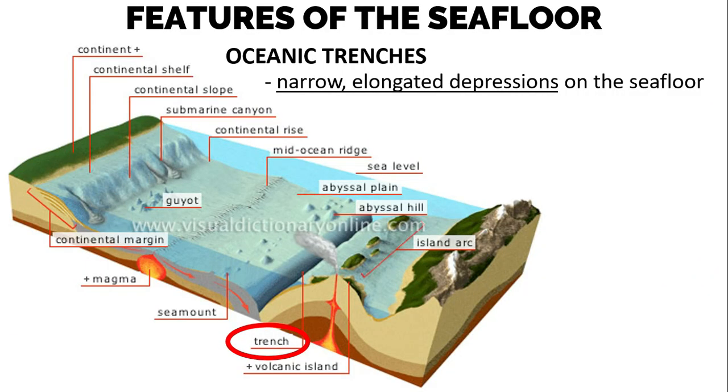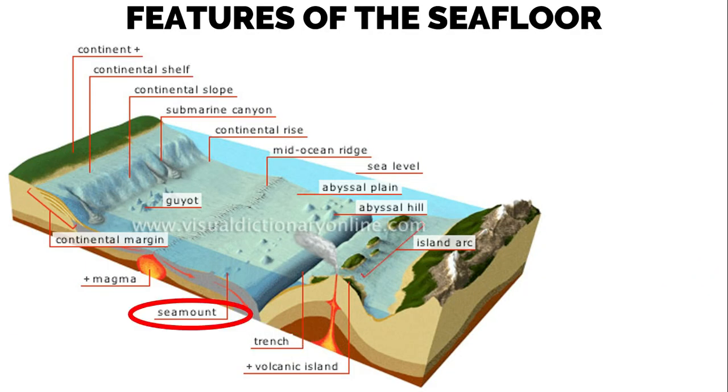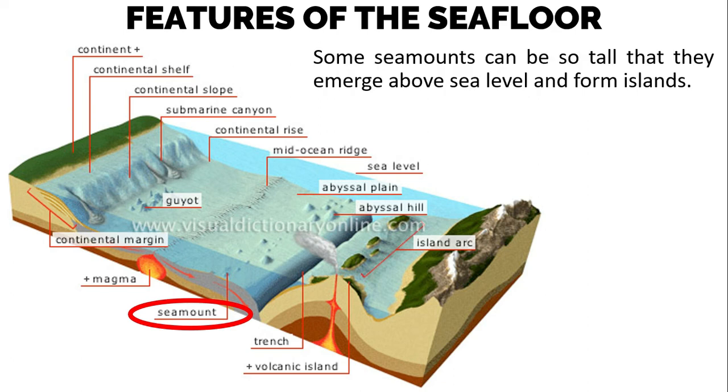So that's one of the misconceptions. Finally, there are also seamounts of various kinds, which will be explained more later. Some seamounts can be so tall that they emerge above sea level and form islands. To make it easy, submerged volcanoes are called seamounts, while those that rise above the ocean surface are called volcanic islands.